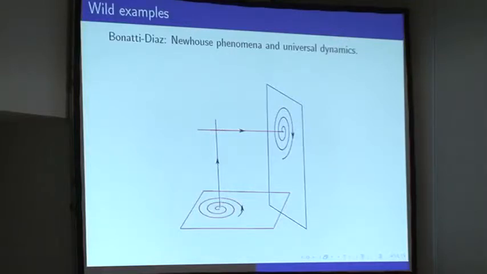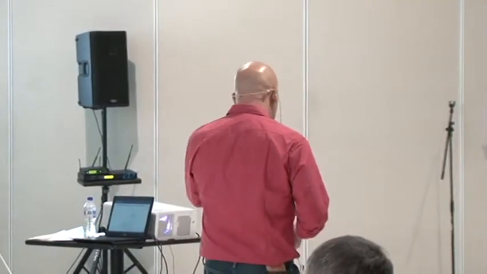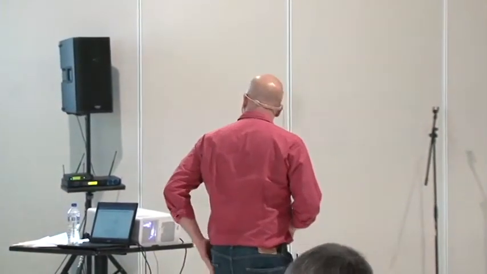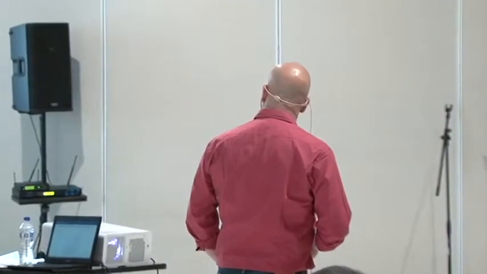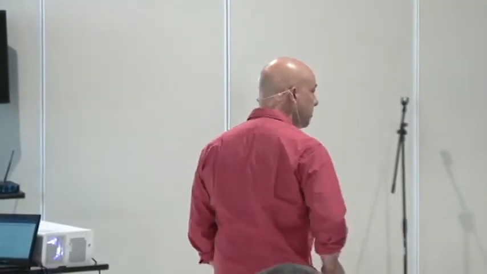So by doing this construction, they managed to prove that they can have, in any neighborhood of it, infinitely many periodic attractors and periodic also repellers. But it also has some universal dynamics, which is the following. Take your favorite generic map on the ball, the unit ball.